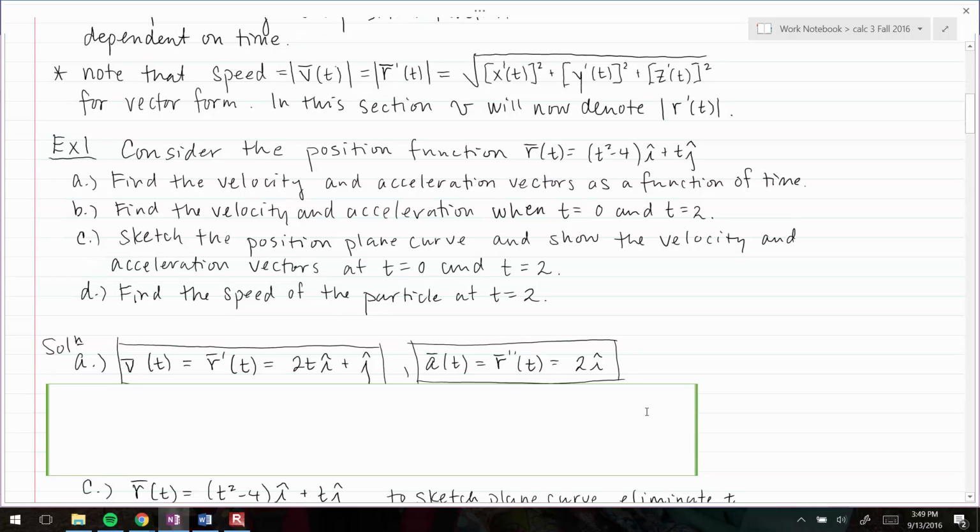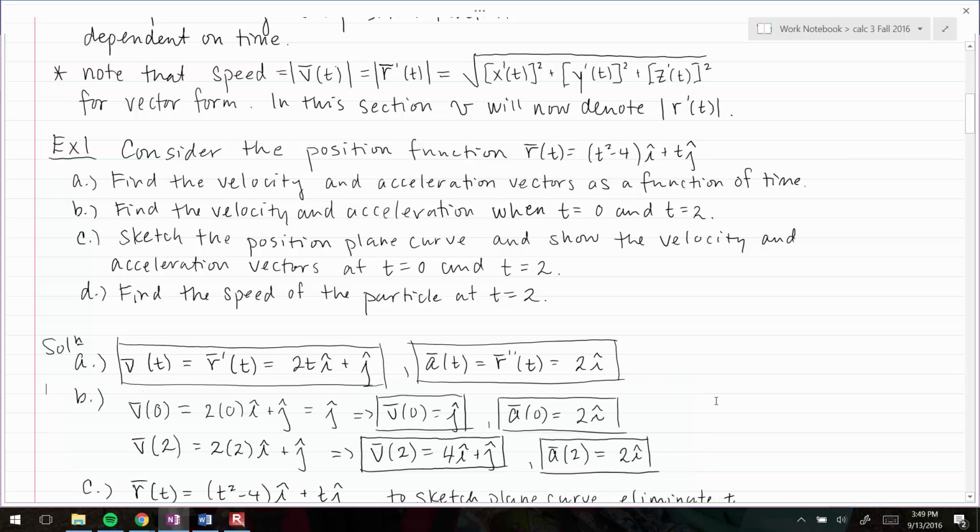Alright, we're on to B. Find the velocity and acceleration when t equals 0 and t equals 2. So we're going to use our answers from part A and just plug in t equals 0 and t equals 2. And so we get those results.